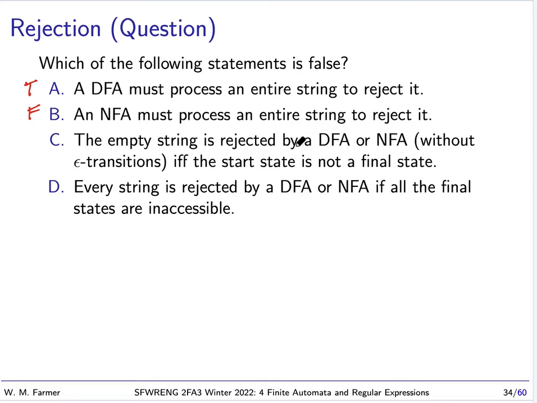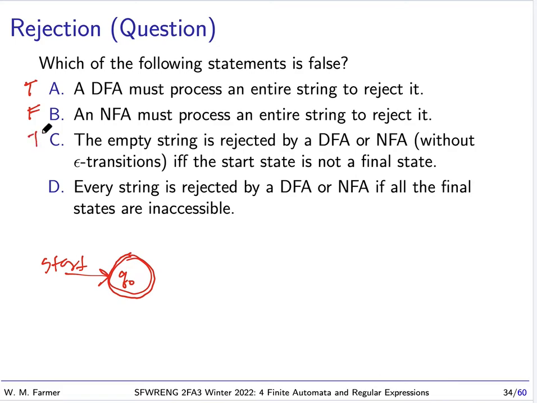The empty string is rejected by a DFA or NFA, without epsilon transitions, which we will talk about in a moment, if and only if the start state is not the final state. This is true. Here's the start state, and the only way we can accept the empty string is if the state we start in is the final state.